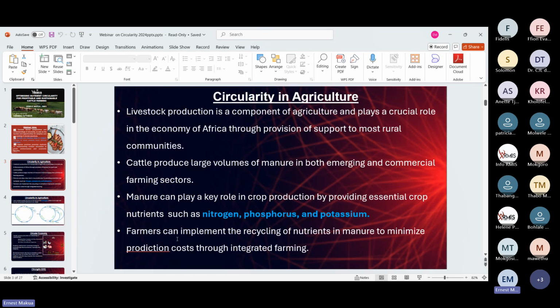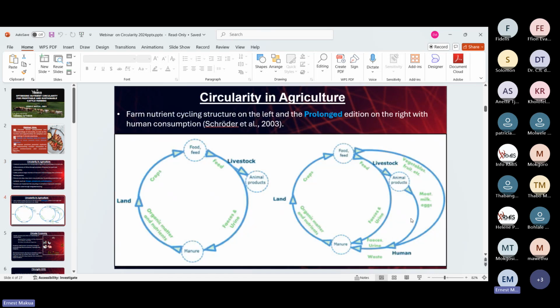That is very key. But let's explain in short what is circularity in layman's terms. What we mean by saying circularity. So, what you're looking at on your screen is a farm nutrient cycling structure on your left, and then on your right is the addition of human consumption in terms of this circularity scenario. So ideally, you'll have a farmer who has got cattle, and then the very same cattle obviously feed themselves on the pastures that are found within the area or within the camps themselves that the farmer has.